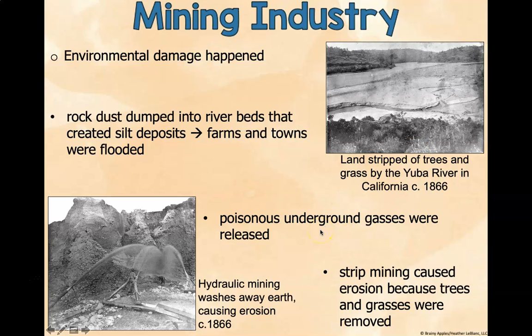Another thing that happened when you're mining is that they unfortunately released poisonous underground gases. So this is a picture of hydraulic mining washing away earth. It also causes erosion, which means now you've got landslides to worry about. And then it says strip mining caused erosion because trees and grasses were removed.